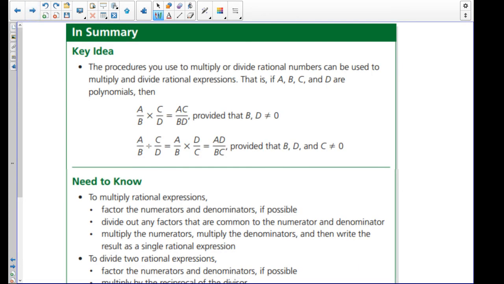All right, in summary, the fraction a over b multiplied by c over d is equal to ac over bd. The restrictions are that the bottoms can't go to 0, so b and d both cannot be equal to 0. Also, if you have a over b divided by c over d, then you can leave a over b and multiply by the reciprocal. That means you take the second fraction and flip it upside down. So you're going to get a over b multiplied by d over c. That gives you ad over bc, and therefore b and c as well as d cannot equal 0, because in our original expression d was on the bottom.